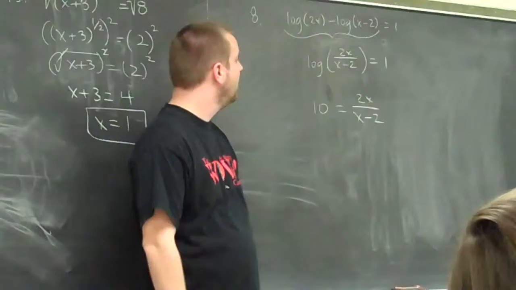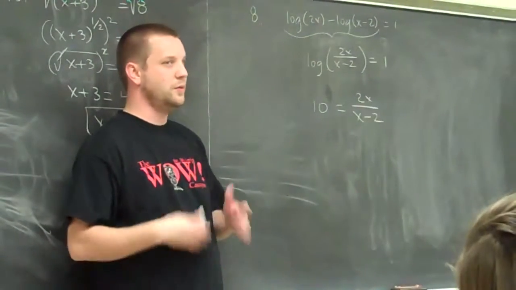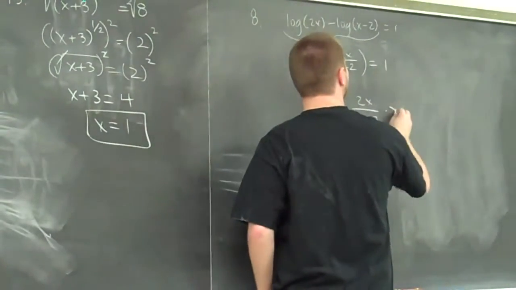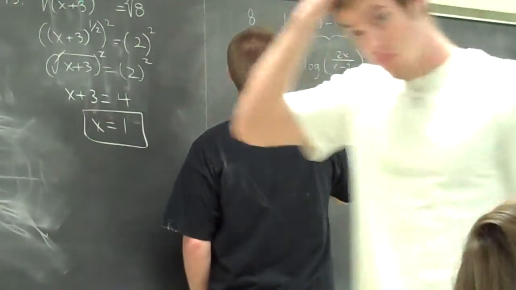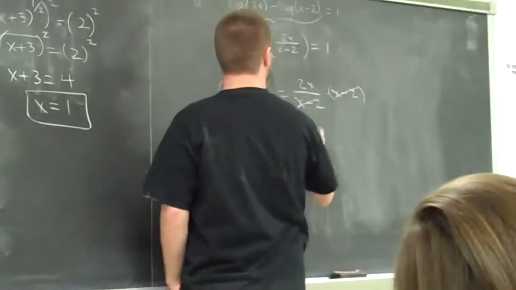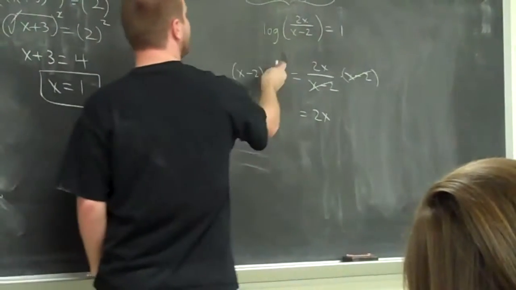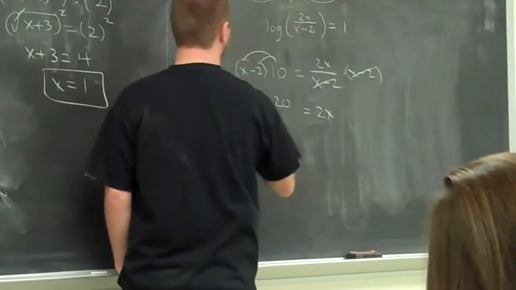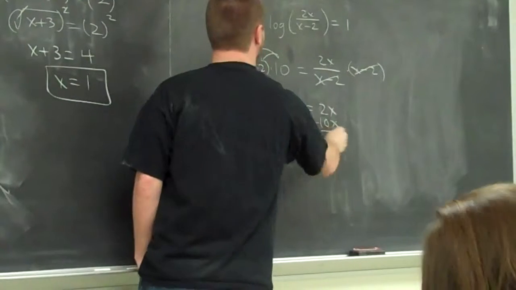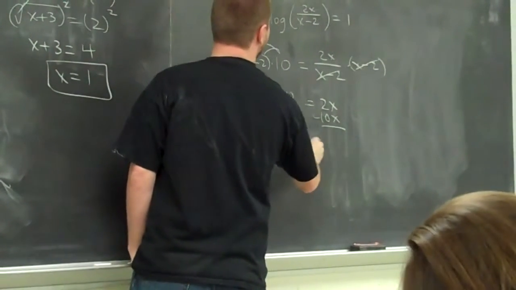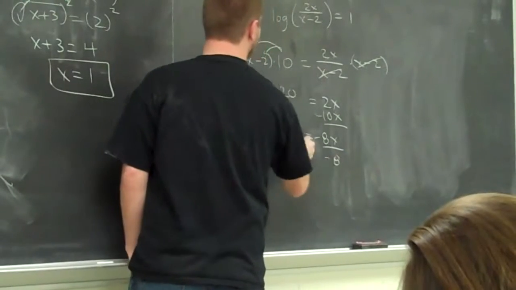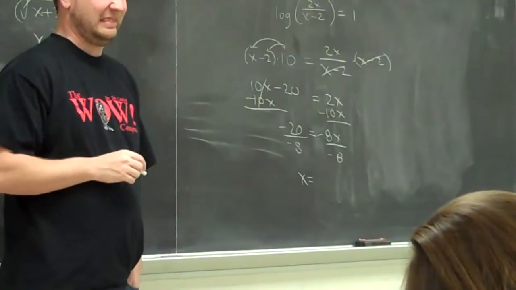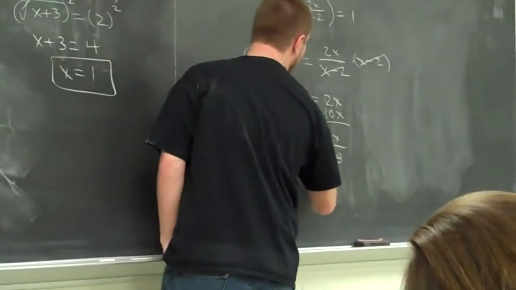Okay. Now what? That's a rational equation, right? So when you have fractions and you're trying to solve an equation, you should clear fractions, multiply by whatever you're dividing by. 2x over there equals, when I distribute, 10x minus 20. So negative 20 equals negative 8x. So x is positive, what? 5 over 2? Maybe.